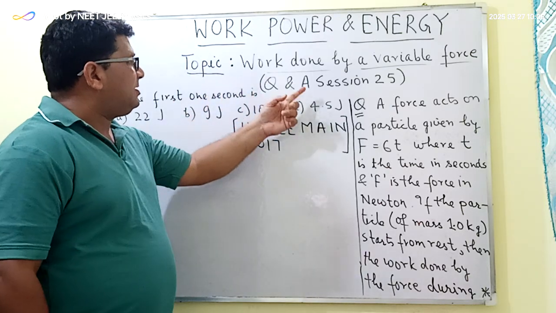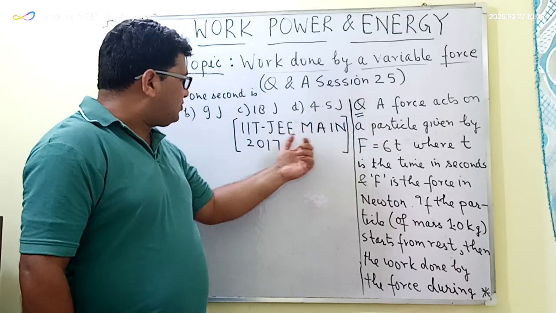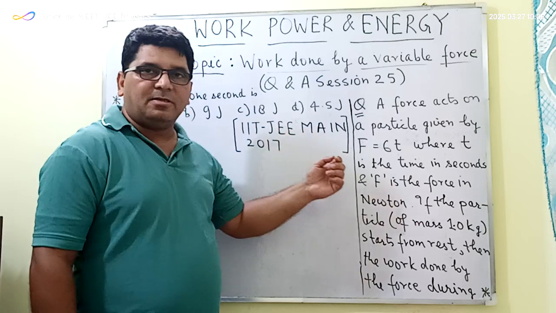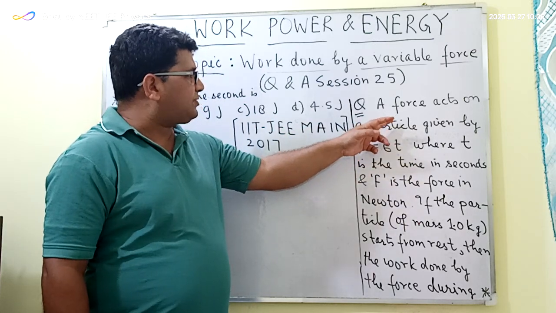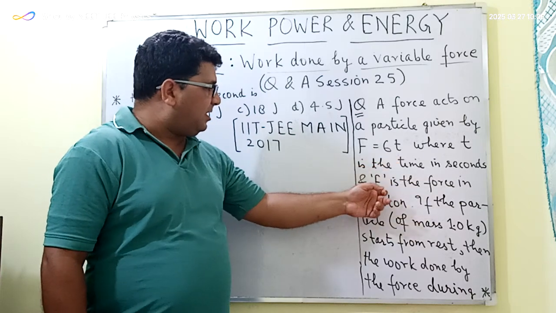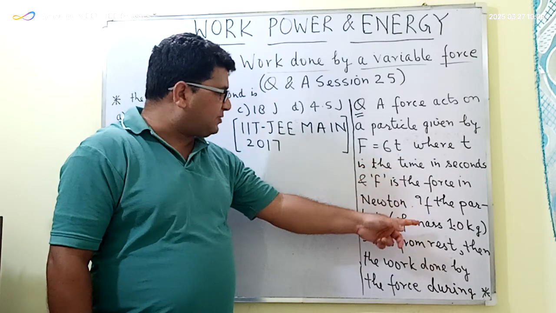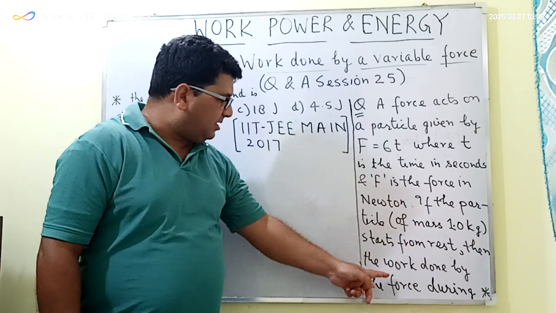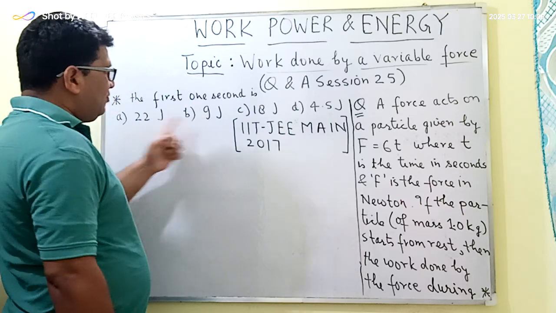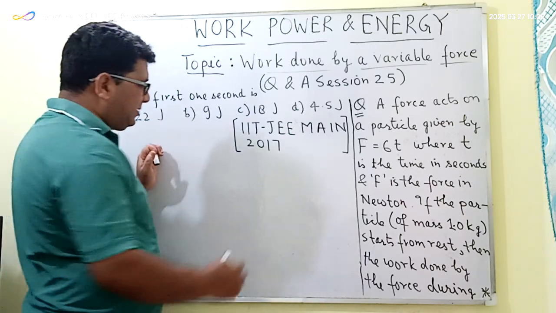The topic is the work done by a variable force, and based on this topic I have selected one question which was asked in the IIT-JEE main examination in the year 2017. So the question here is: force acts on a particle given by F is equal to 6t, where t is the time in seconds and F is the force in Newton. Now if this particle of mass 1 kg starts from rest, the work done by the force during the first 1 second is. So here we have been given 4 options and we have to find the correct one.